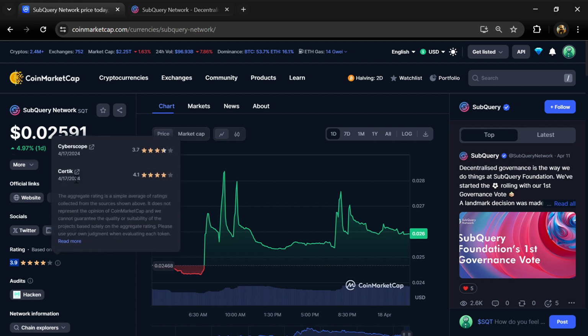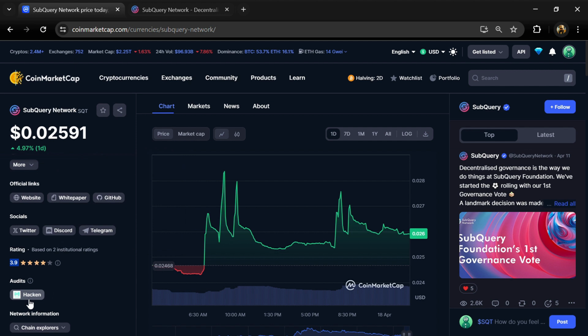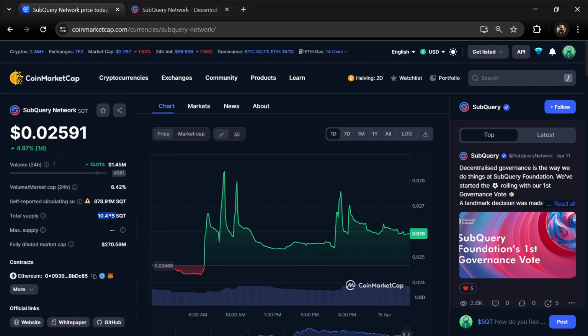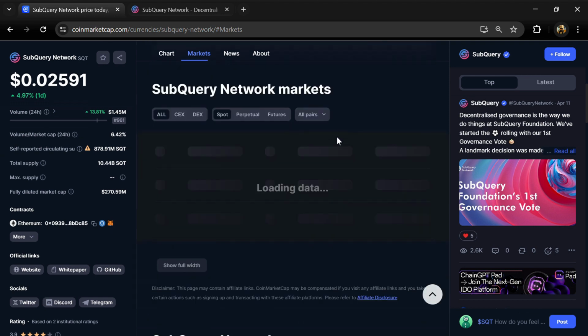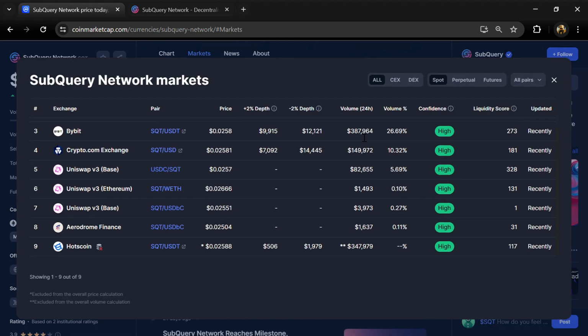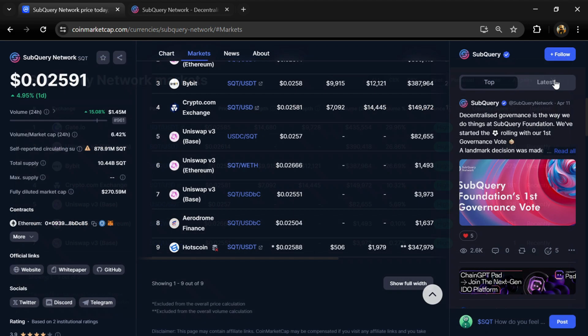SubQuery Network project institutional rating is 3.9 and this project is audited by Hacken. SubQuery Network token total supply is around 10.44 billion and circulating supply is 878.91 million SQT tokens. SQT token is listed on popular exchanges like crypto.com, gate.io, Bybit and other exchanges.